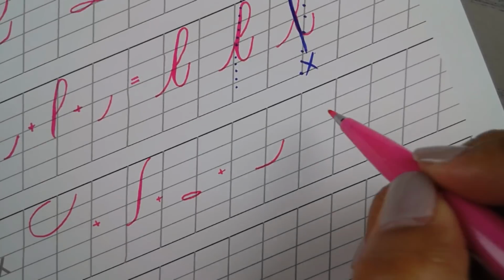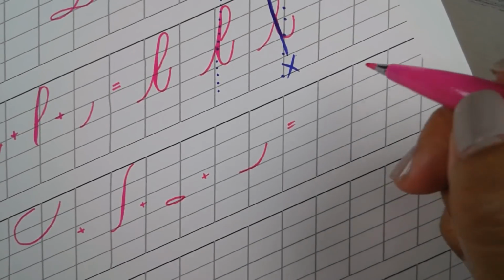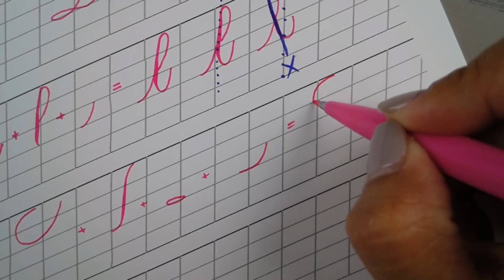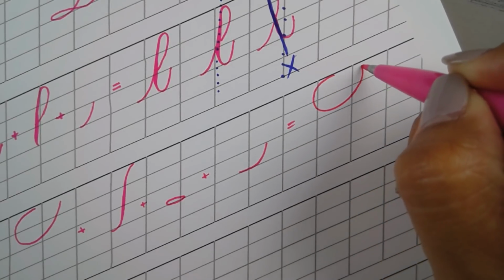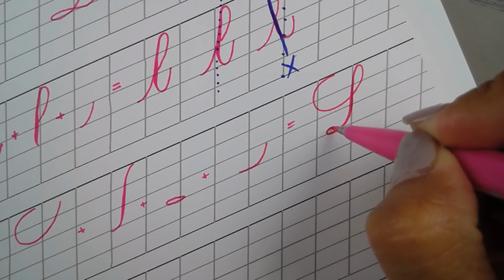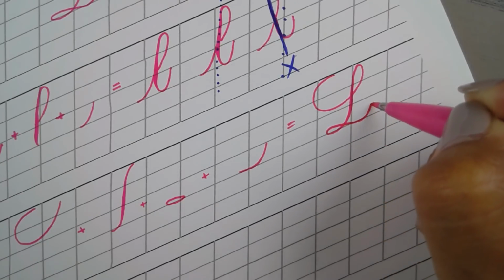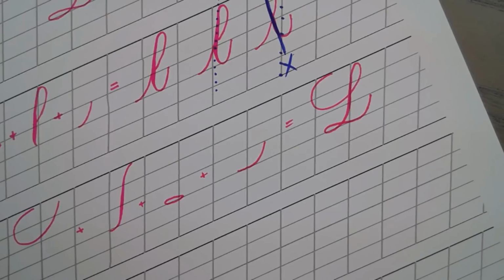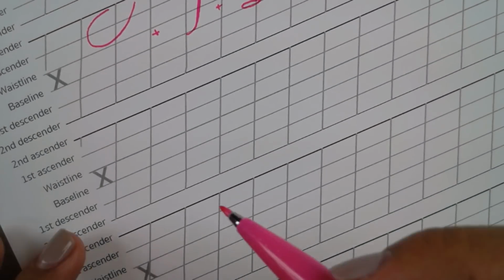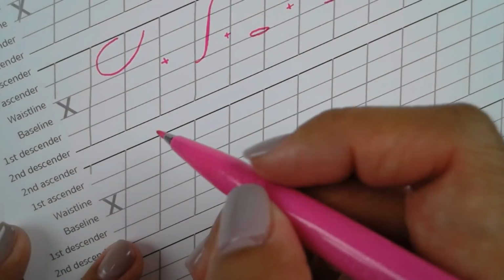Okay, so let's put that all together here. You can do this all in one stroke. Lead in, capital stem, horizontal loop, and then your exit. Or you can do it a little bit broken up.